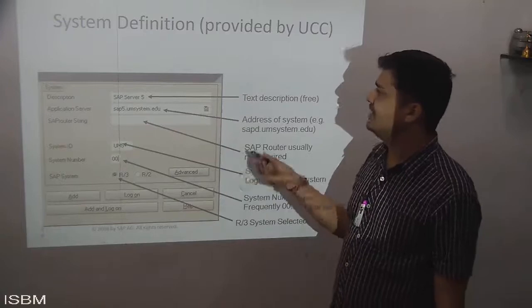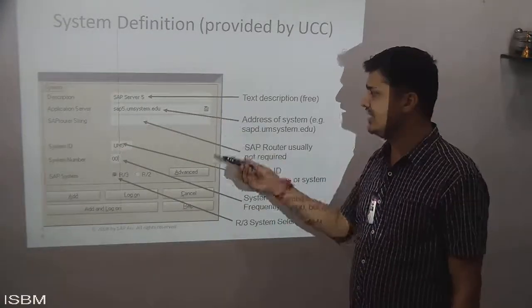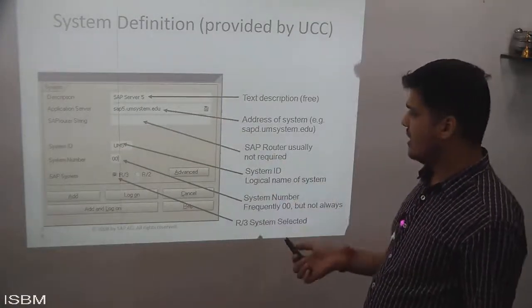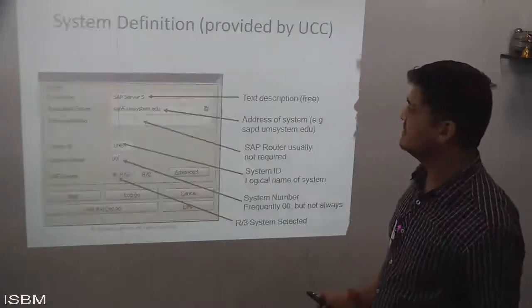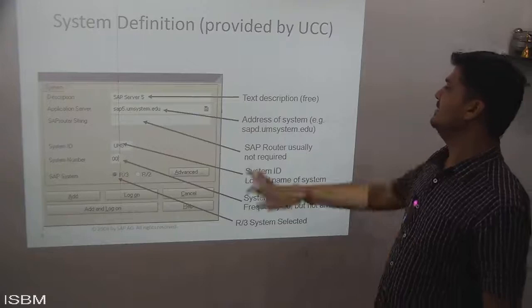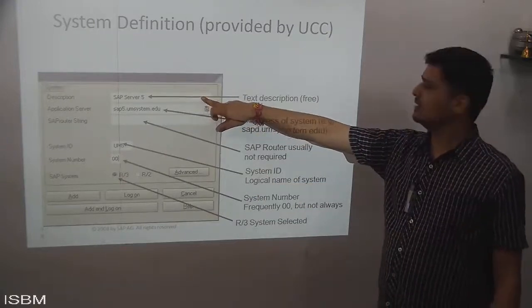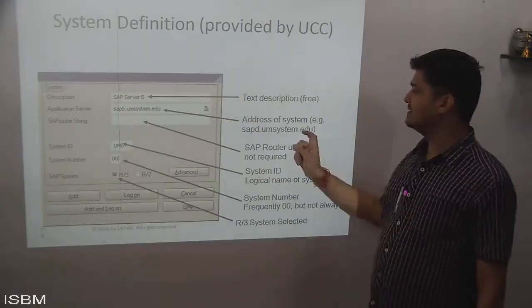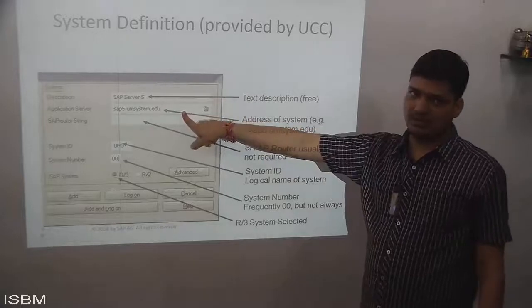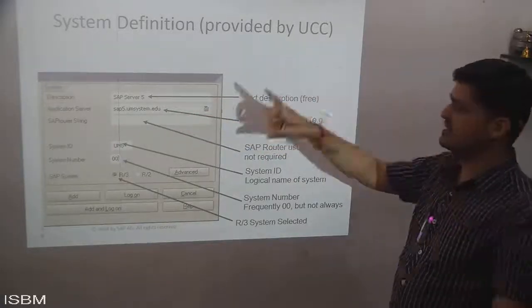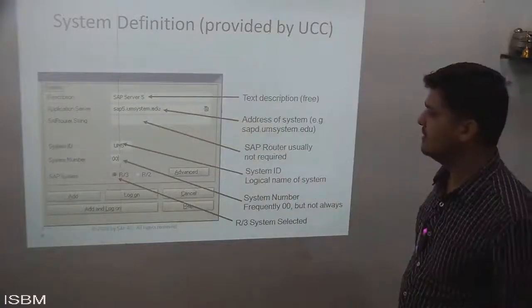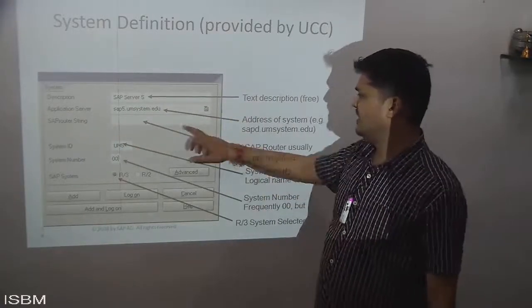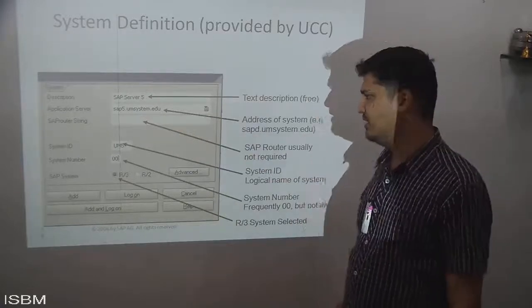This is the definition. You can see the definition over here, how I have given the new item for this SAP Server 5. This is the way we have given it. I have given the text description over here. Then I have given the address of the system, which is connected with your application system. So the application server over here will connect to your application server. Routing is basically not required.